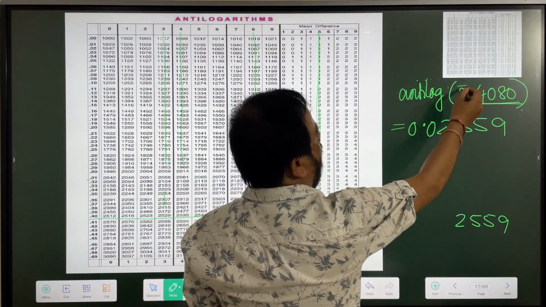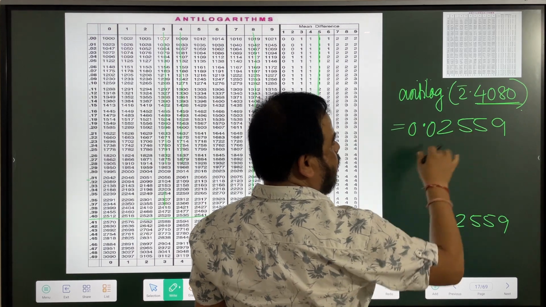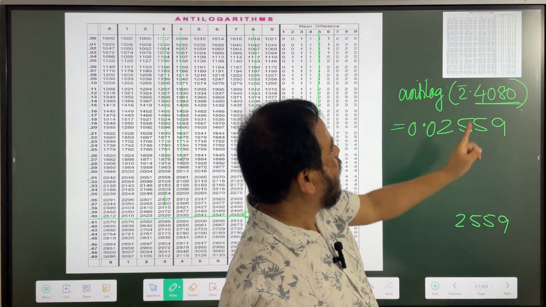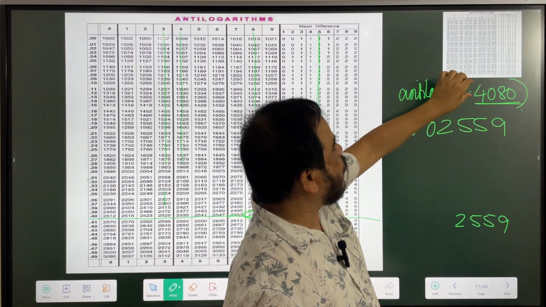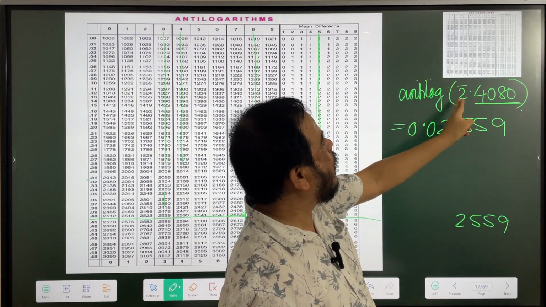I explained this characteristic in the previous video. So if it is 2 bar, then the actual number is 2559. Let me explain again. If it is only 2, no bar, meaning no negative, then after 1, 2, 3 digits the decimal. In case of positive, we increase by 1. In case of negative, we reduce by 1.